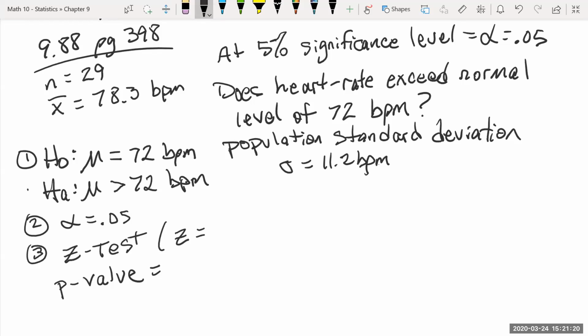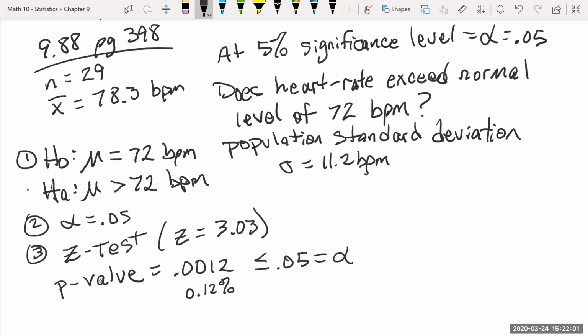All right, so the z-value it gave me, 3.03. The p-value, 0.0012. Now think about that. As a percent, we move the decimal twice. It's 0.12%. So there's almost no chance that we would get these results if the null hypothesis were true. So we compare the p-value to 0.05, which was my alpha. And remember, the rule is if the p-value is less than alpha, we reject the null hypothesis.